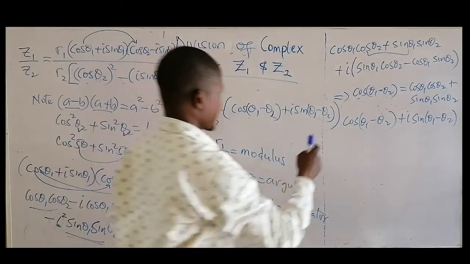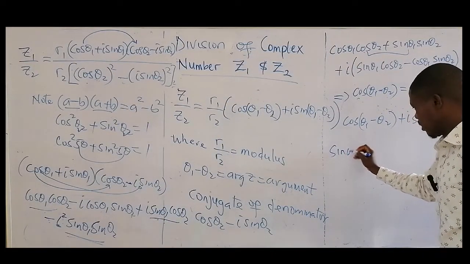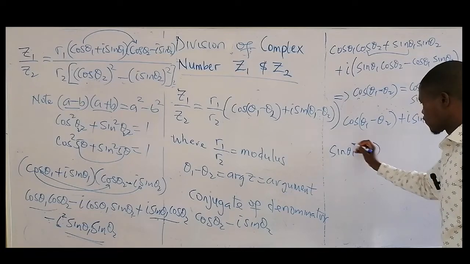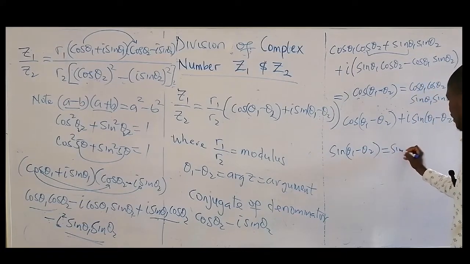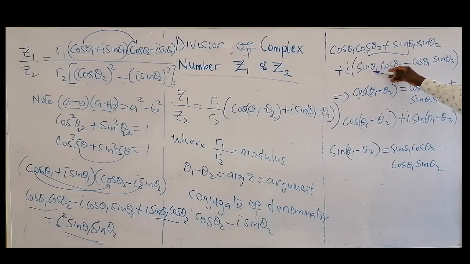I just want to quickly note that sine of theta 1 minus theta 2 is equal to sine theta 1 cos theta 2 minus cos theta 1 sine theta 2. Check the format: sine theta 1 cos theta 2 minus cos theta 1 sine theta 2. So it's just an identity we used there. And that's that on the division.